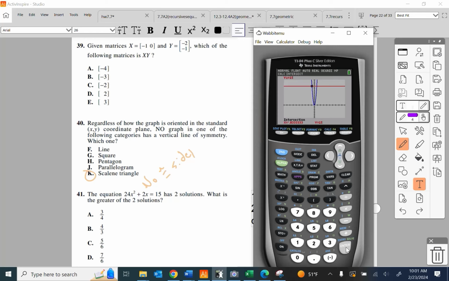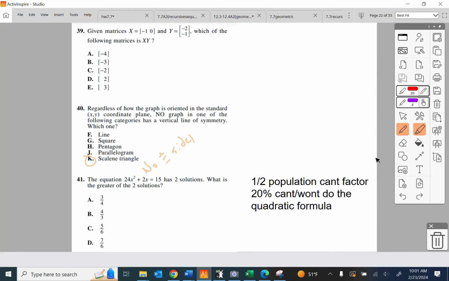And the smaller answer is -0.8333, which is not even an option here. These are all positive, aren't they? So second trace 5 again. I don't know why I wasted your time. I apologize. Get close, press enter 3 times. Enter, enter, enter. And there's the bigger answer, 0.75. So 3/4 is the correct answer.